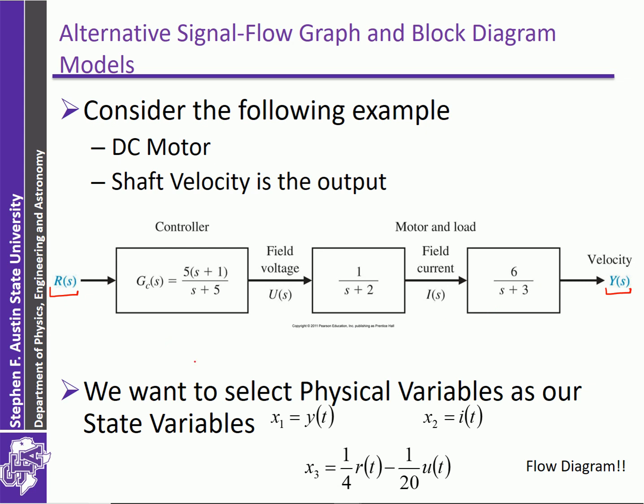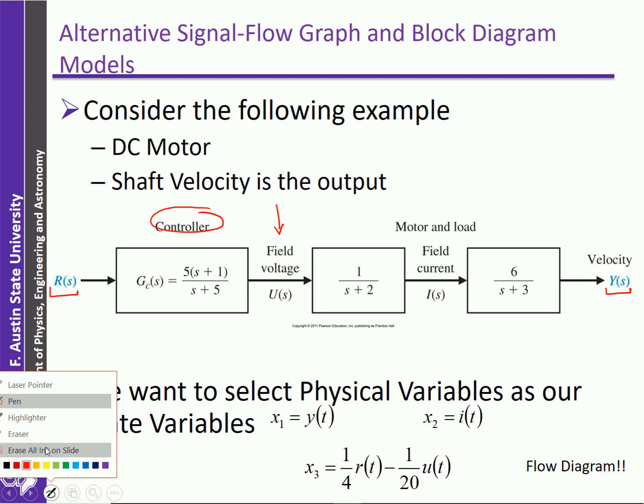The motor is broken into three different transfer functions. One transfer function is the controller, the one that controls the velocity from the input signal and applies a field voltage to the motor. Then we have a motor and load, and between these two transfer functions we generate a current, and that current is applied to the motor, and finally the motor will produce a velocity at the shaft. So now let's understand how we work this problem.